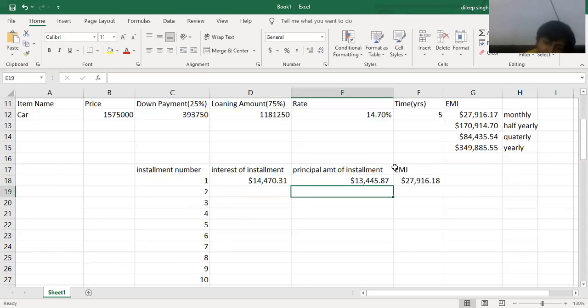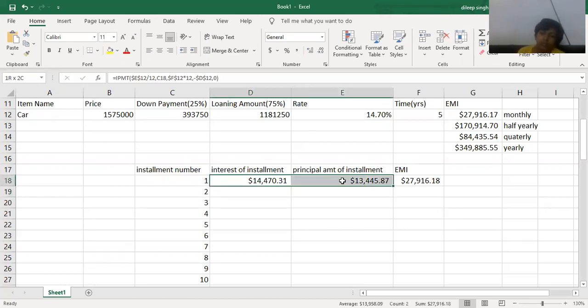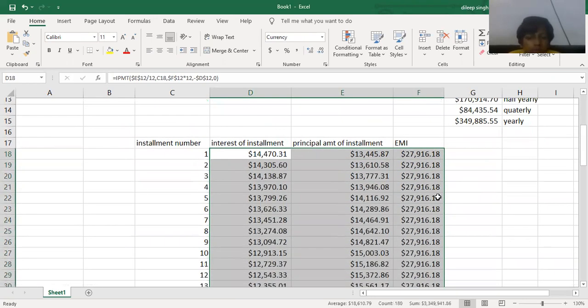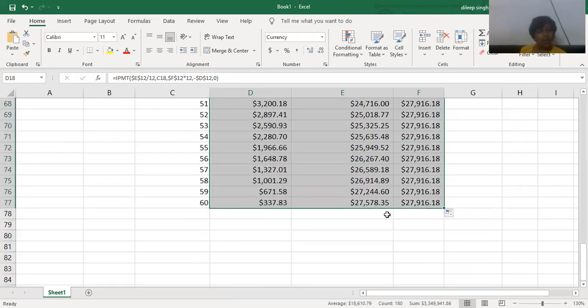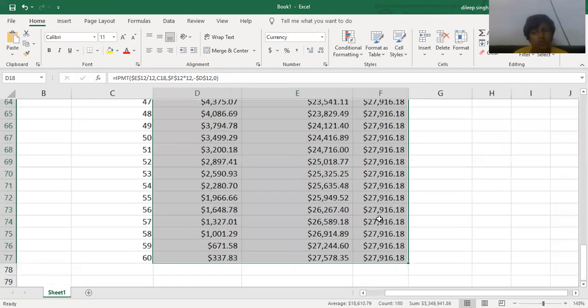And after doing this, just select these cells and double click on this particular symbol. You will get the total amount of the particular data. Just double click here, just see there. You will get all the values here.